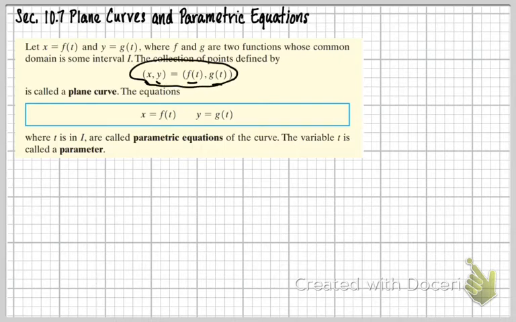The equations x = f(t) and y = g(t), where t is in I, are called parametric equations. So together it's a plane curve. Individually, they're parametric equations of the curve. The variable t is called a parameter. So we're going to graph one of these parametric equations right now. This will give you a better idea of how all this works.